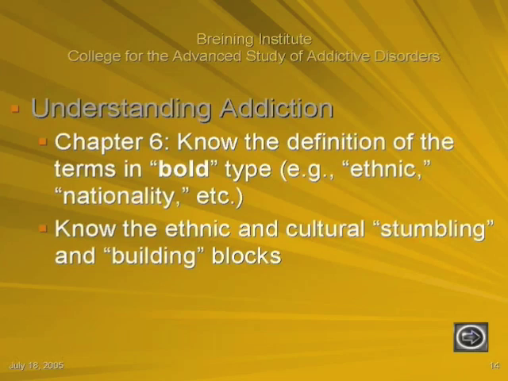In Chapter 6, starting at page 51, know all of the terms that are in bold, such as ethnic, nationality, race. Know the differences between the terms, know what the definitions are. And then on page 52, know what the ethnic and cultural stumbling blocks are, as well as the building blocks, be able to group them and also be able to distinguish between the different types of stumbling and building blocks.